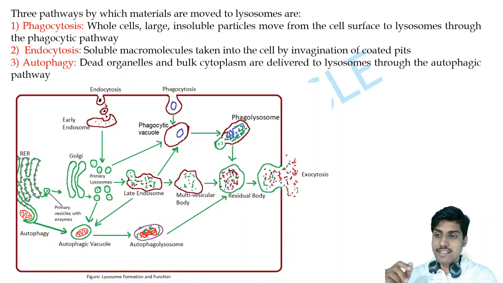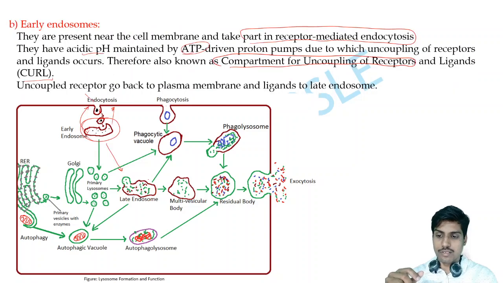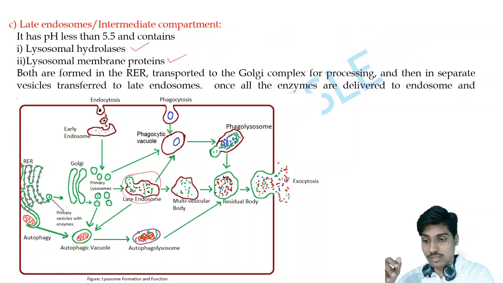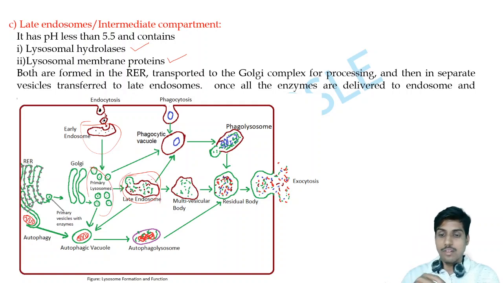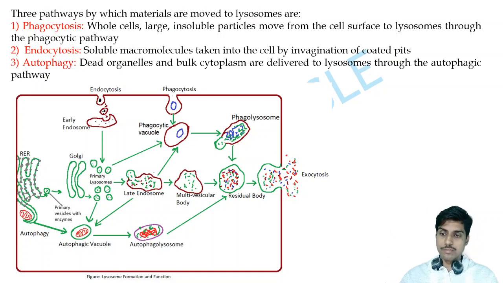Now we have gone through these: what the early endosome is, what the primary lysosome is, and what the late endosome is. Now we can look at the functions of these lysosomes, or what the fate of these lysosomes or late endosomes is. This is explained mainly by three processes. And what are those?